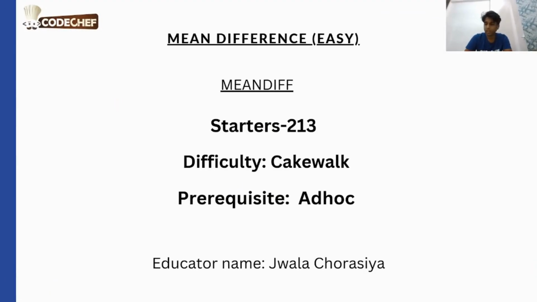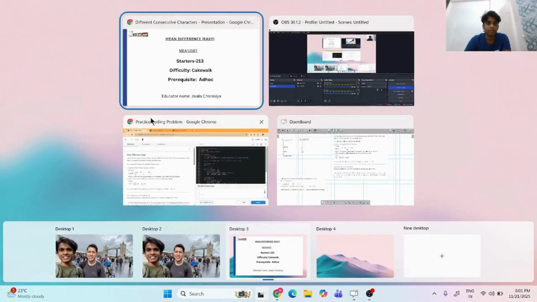Myself Jwala Chaurasia, and today we are going to solve a problem which came into Starters 213. The name of the problem is Mean Difference and the problem code is MEANDIFF. The difficulty rating of the problem is cakewalk/easy and the prerequisite is ad hoc. Let's start with reading the problem statement over here.